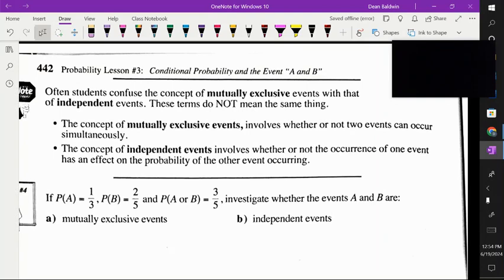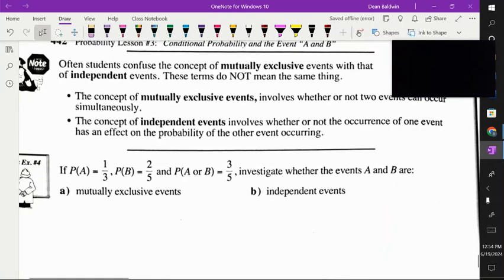So what does mutually exclusive mean again? Yes, they can't happen at the same time, right? That's the Venn diagram. It's easier when people see the Venn diagram. Mutually exclusive means the circles don't overlap. Not mutually exclusive means there's an overlap here. As soon as there's an overlap, they're not mutually exclusive.